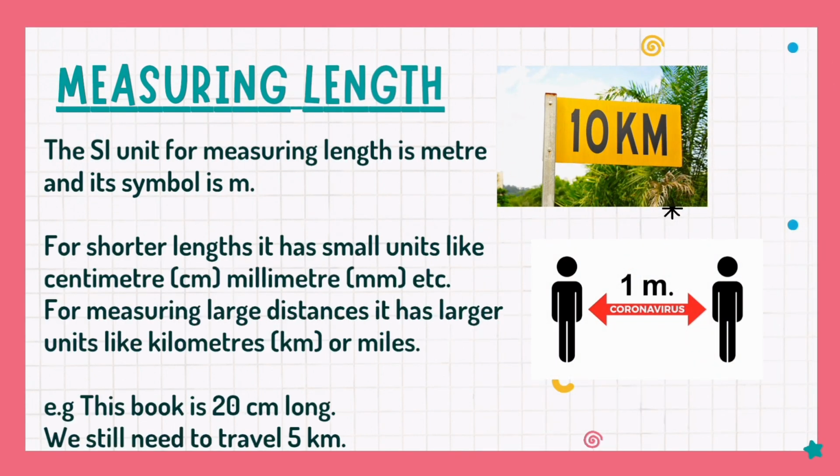Measuring length. The SI unit, or the standard international unit, for measuring length is the meter and its symbol is m. For shorter lengths, it has smaller units like centimeter, cm, and millimeter, mm. For measuring large distances, it has larger units like kilometers, km, or miles. For example, this book is 20 centimeters long. We still need to travel 5 kilometers.